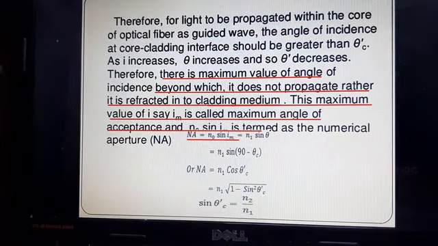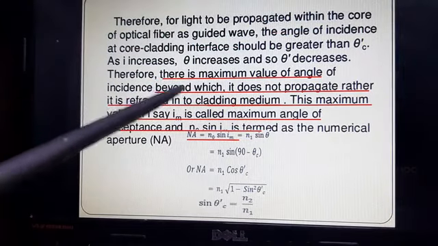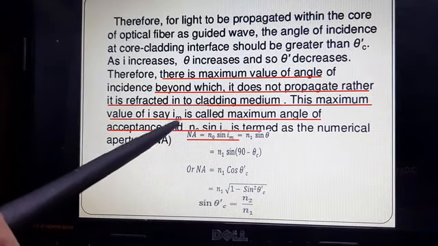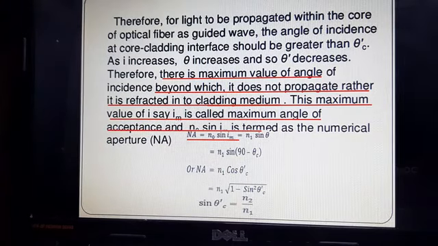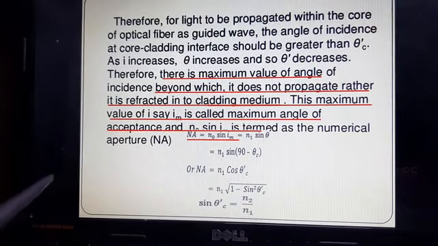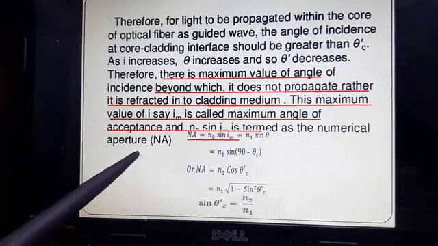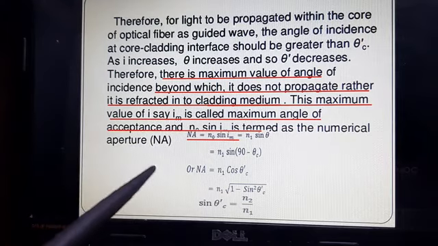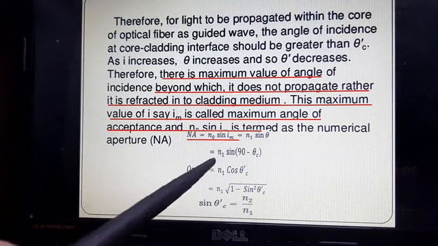Now there is a maximum value of angle of incidence beyond which it does not propagate, rather it is refracted to the cladding medium. This maximum value of incidence, let it be im, is called maximum angle of acceptance, and n naught sin im is called numerical aperture. So this is a new term, numerical aperture. So what is this NA or numerical aperture? This is a mathematical term.